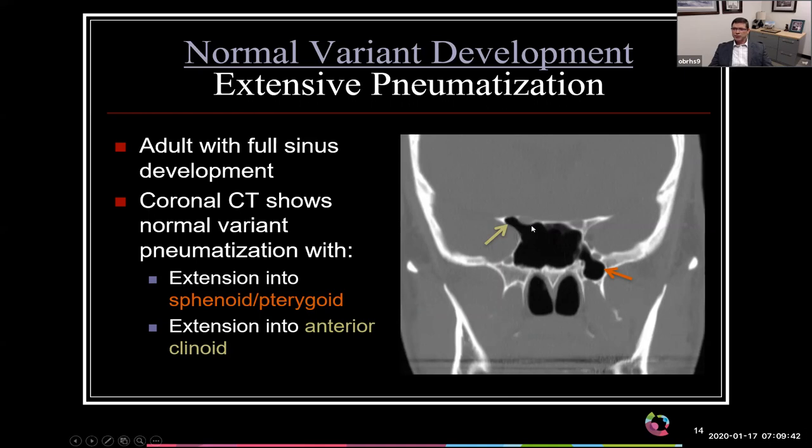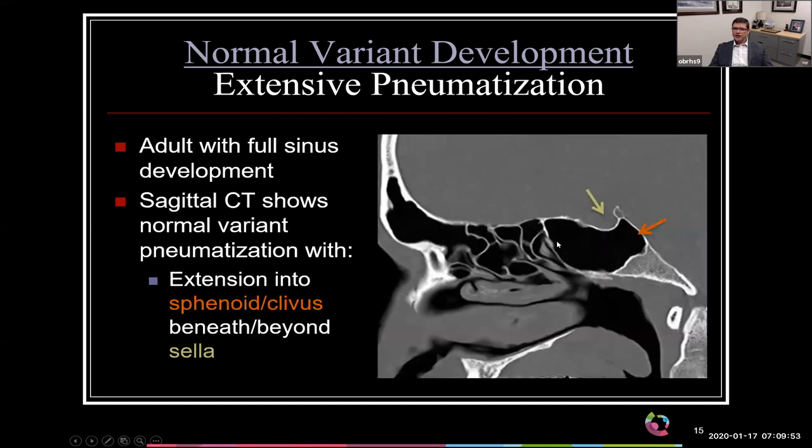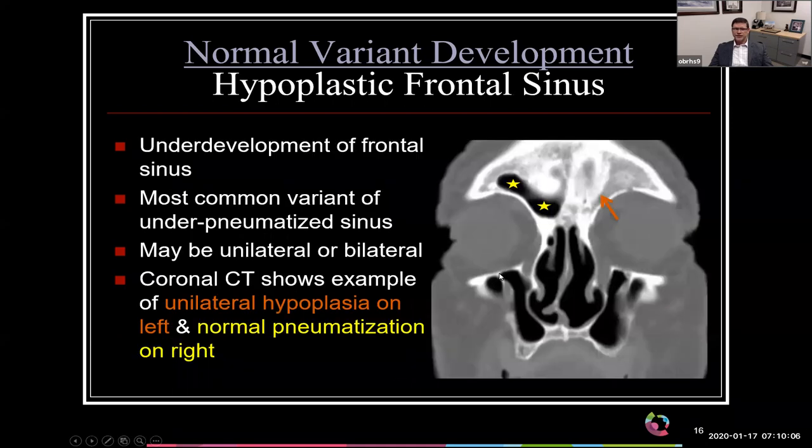And this becomes important because when you have excessive pneumatization going into the anterior clinoid, you can get uncovering of the optic nerve as it traverses the sphenoid sinus. Here's an example of excessive pneumatization of the sphenoid sinus going inferiorly and posteriorly. And in this case, you actually have a thin bony margin of the clivus, and that's going to be important when we talk about the preoperative sinus CT.